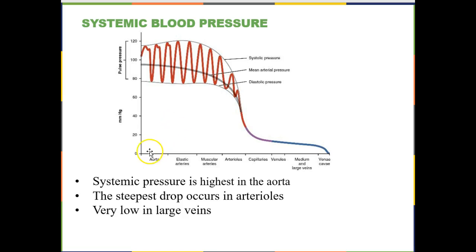So what you're looking at is, on the y-axis, blood pressure as measured in millimeters of mercury, and on the x-axis you're moving from the aorta through into smaller and smaller arteries, through capillaries, and then into the veins. I want you to note this steep drop in pressure as you move from the arterioles into the capillaries and then into venules. So by the time you are in veins, the pressure is very, very low.